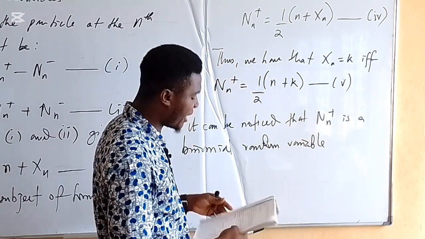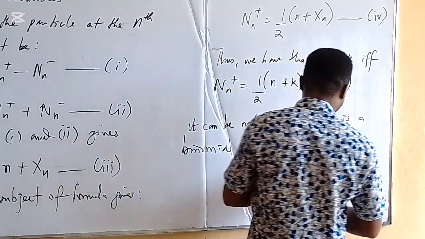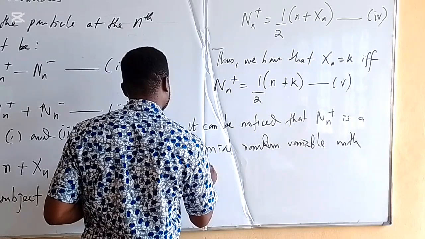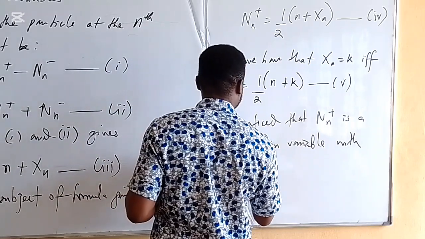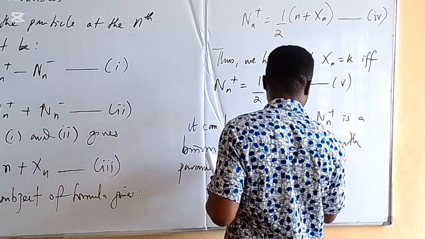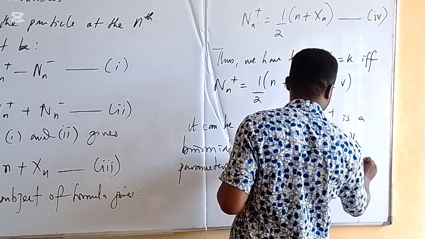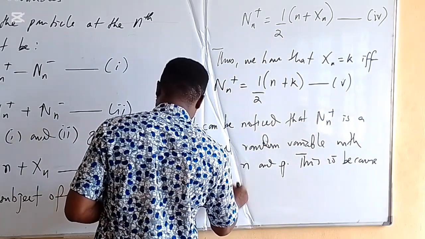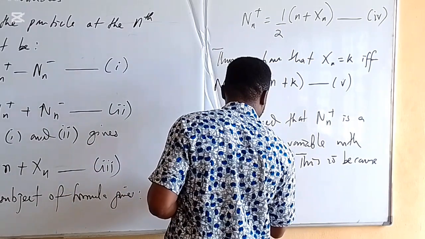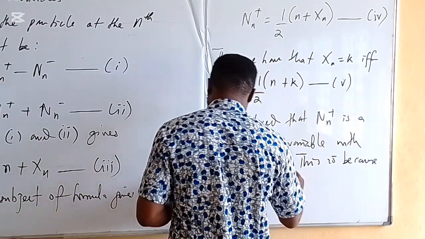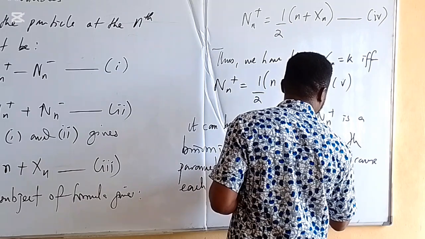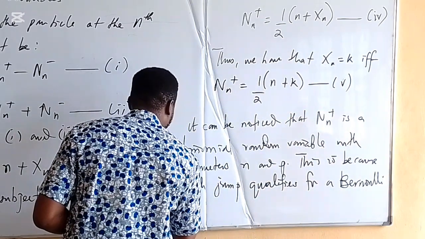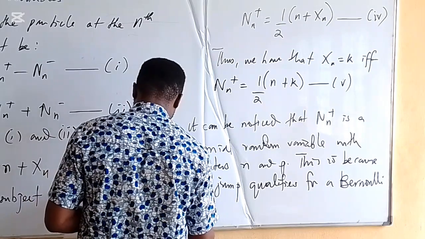So it is a binomial random variable with parameters n and p. This is because each jump qualifies for a Bernoulli trial. You see it? Each jump qualifies for what? A Bernoulli trial.